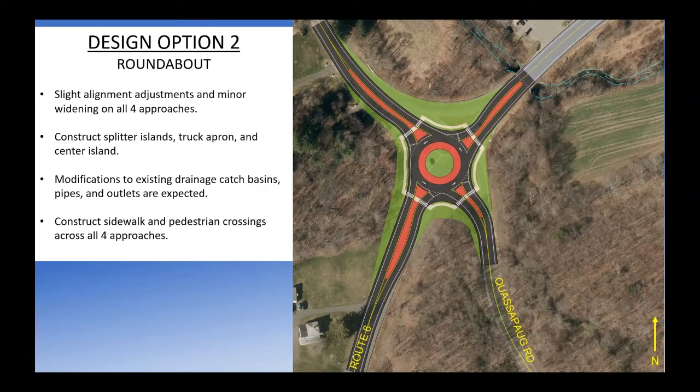Design option 2 is the construction of a modern roundabout. This option would require slight alignment adjustments and minor widening on all 4 approaches. Splitter islands, truck aprons, and a center island, which are standard roundabout features, would be constructed. More details on these features will be provided in coming slides. This design would require modifications to existing drainage catch basins, pipes, and outlets. Sidewalk and pedestrian crossings would also be constructed across all 4 approaches.